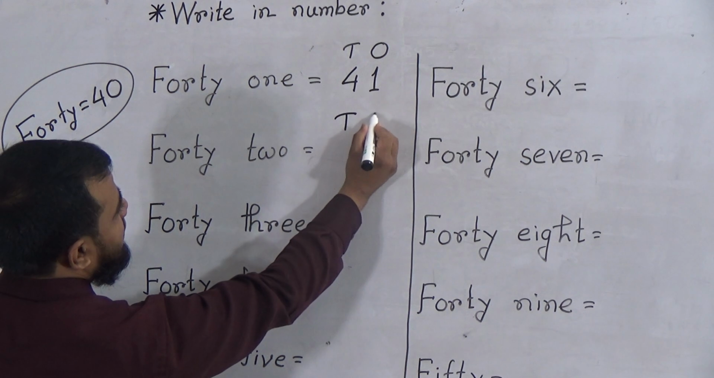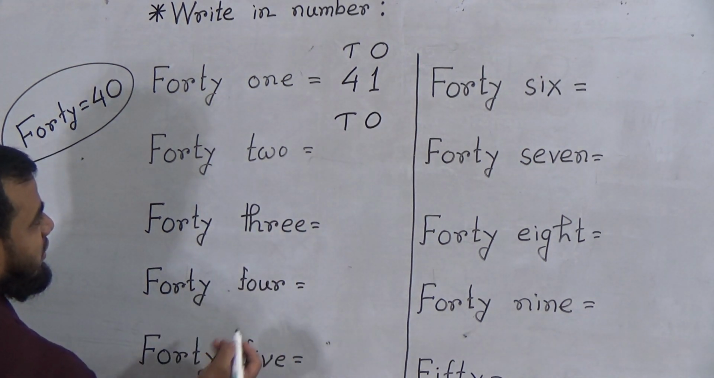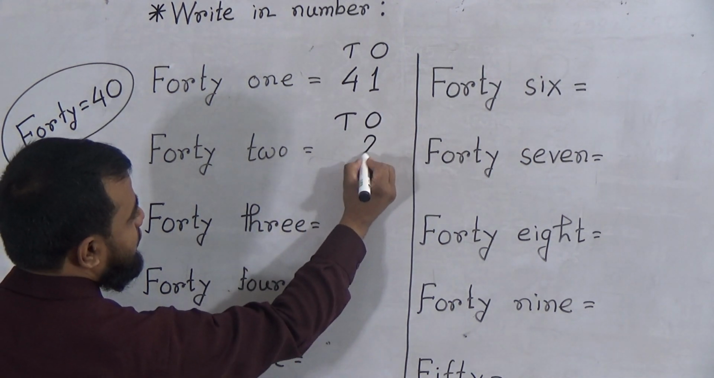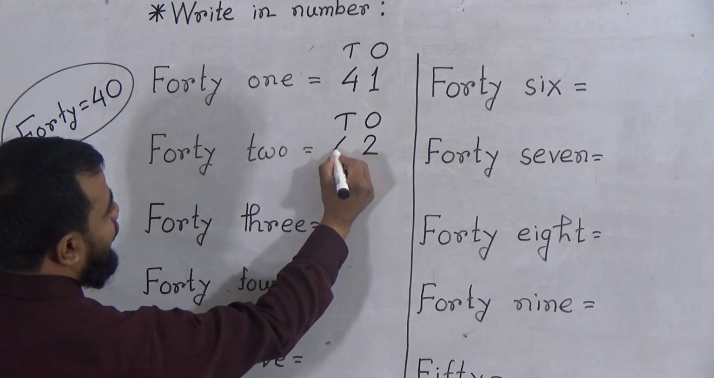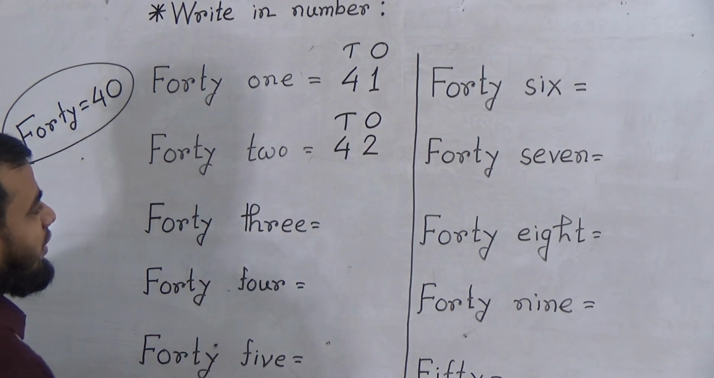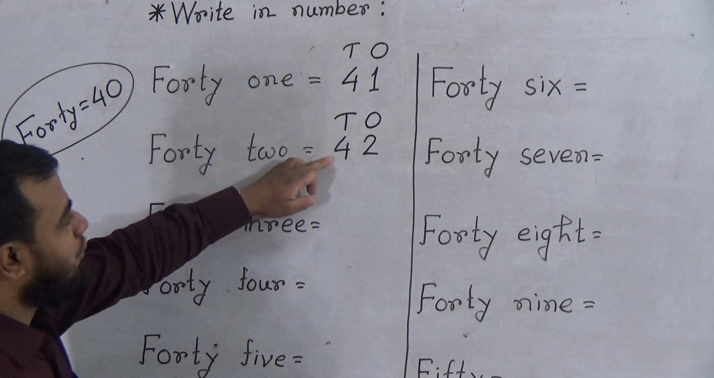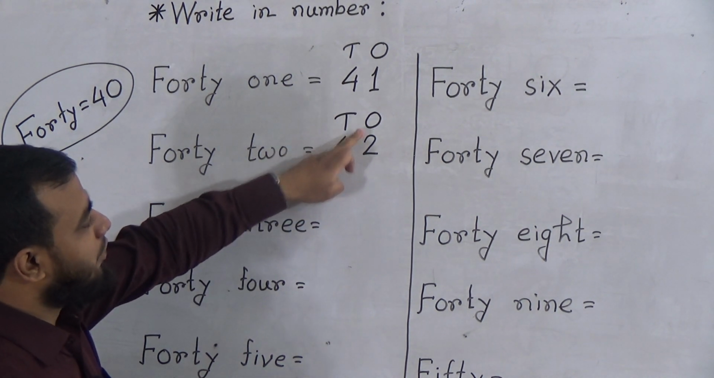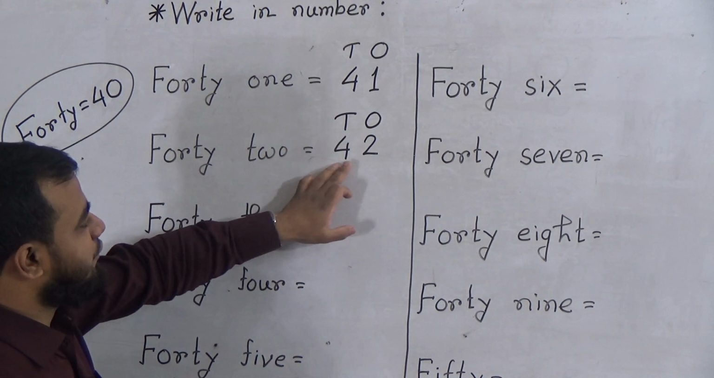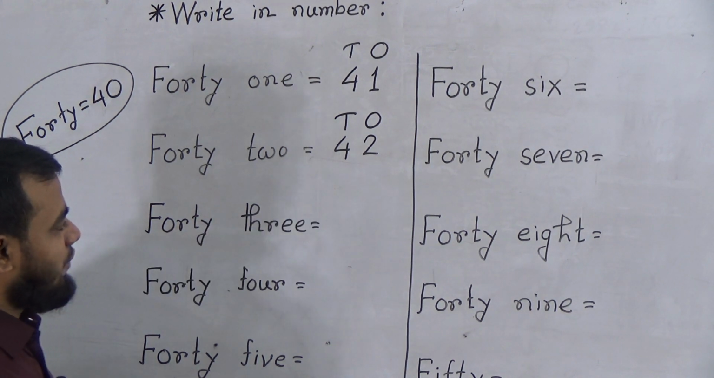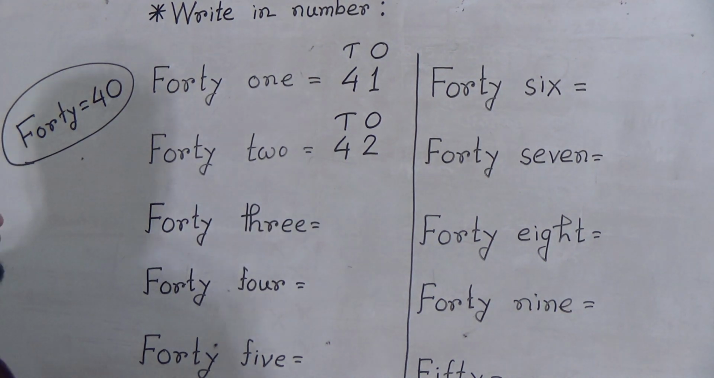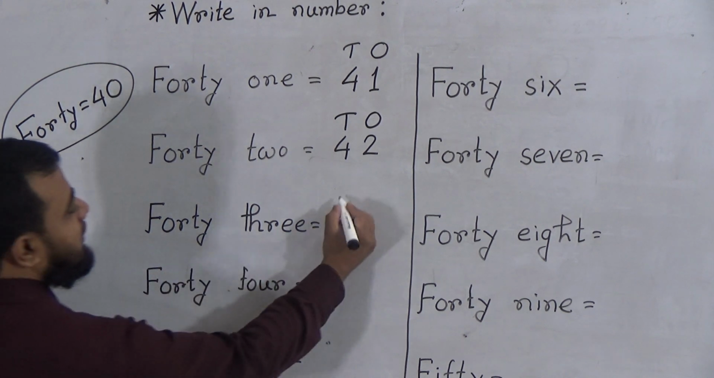Identify at first the tens position and ones position, okay? In the ones position, we will write down 2. In the tens position, we will write down 4. That's why we can write down 42. That means 4 tens and 2 ones makes the number 42, or you can say that 4 and 2 makes the number 42, okay? After 42, the number that comes is 43, okay?